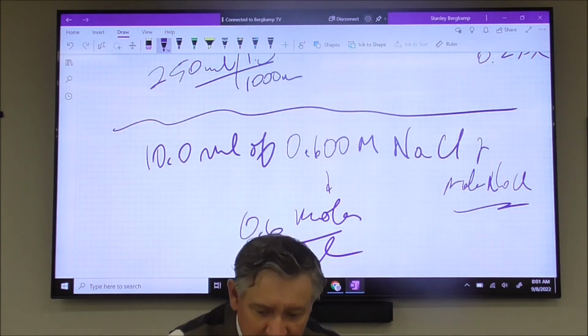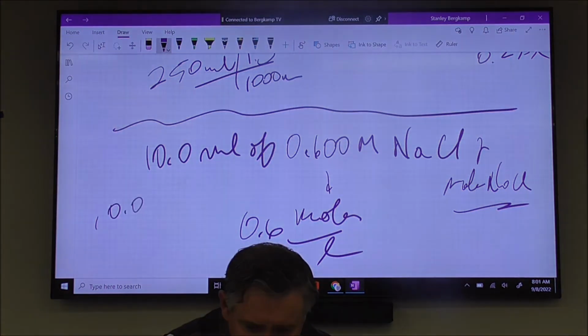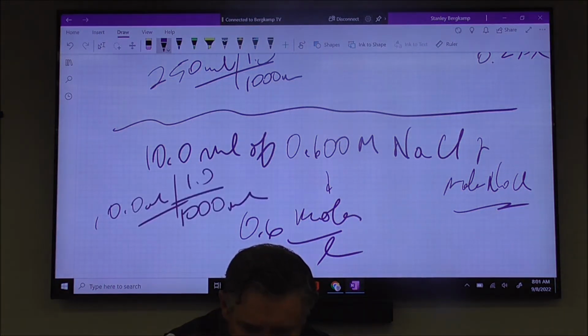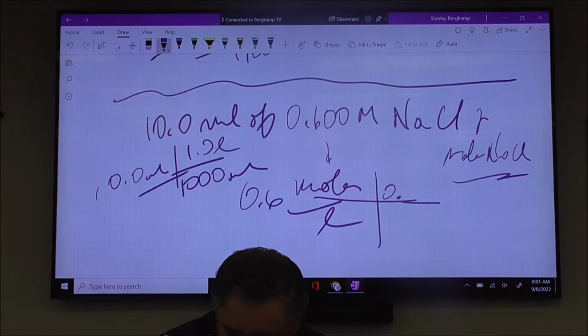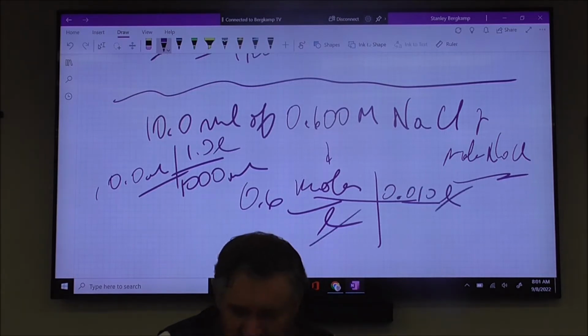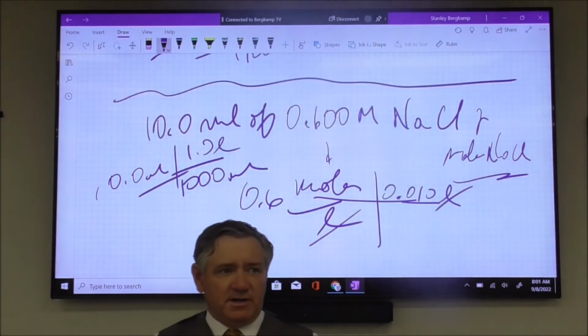So you got to be able to take the 10 milliliters. Oh, there's 1,000 milliliters in a liter. So if I multiply that by 0.010 liters, the liters cancel out, I get moles, boom, there's my answer. Okay?